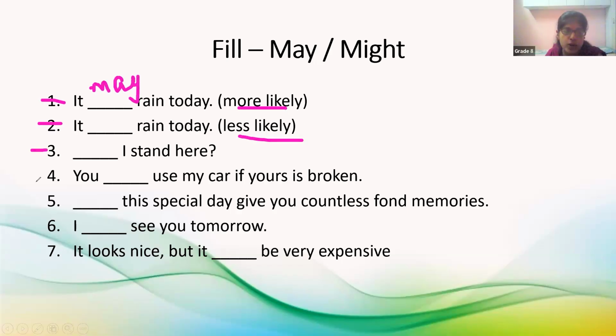Next, the third one, you are on your own now. May. Very good. Number 4: You dash use my car if yours is broken. You may. Fifth one: may. Yes, when we are giving a blessing, like "may you have a great day," something like that. So it will be may.